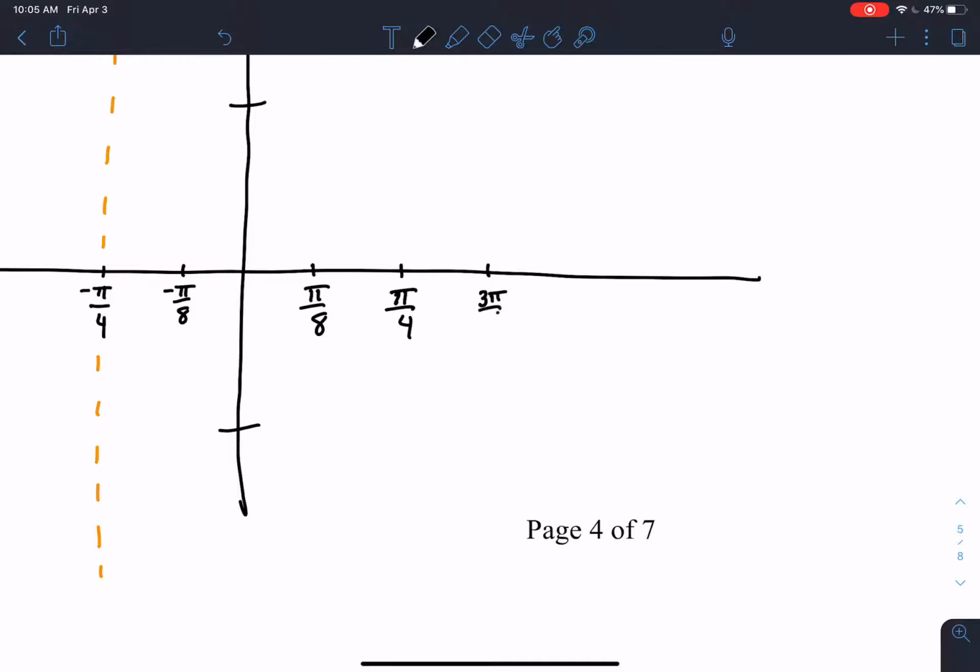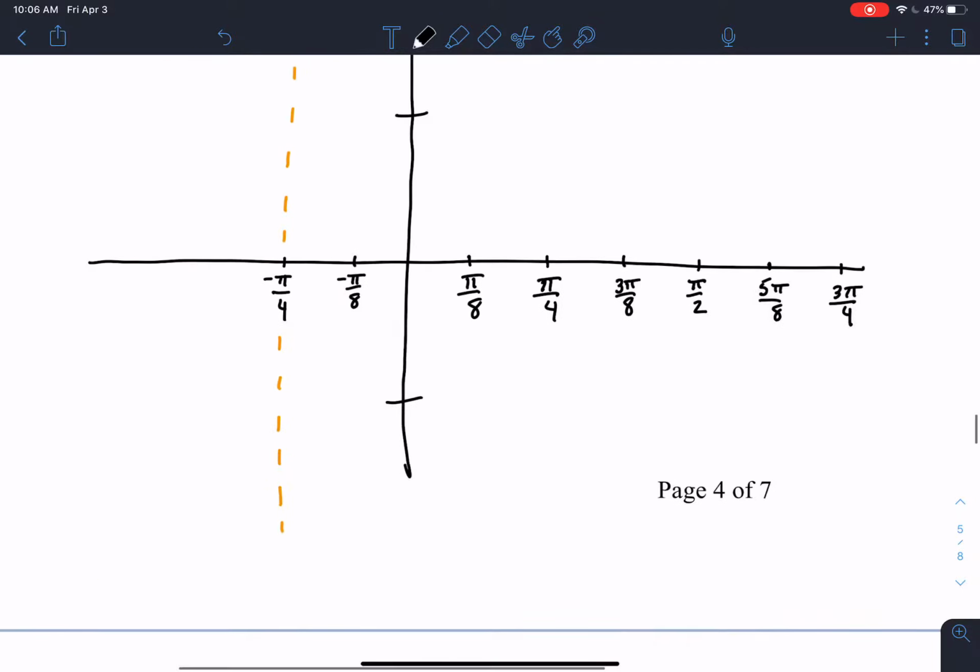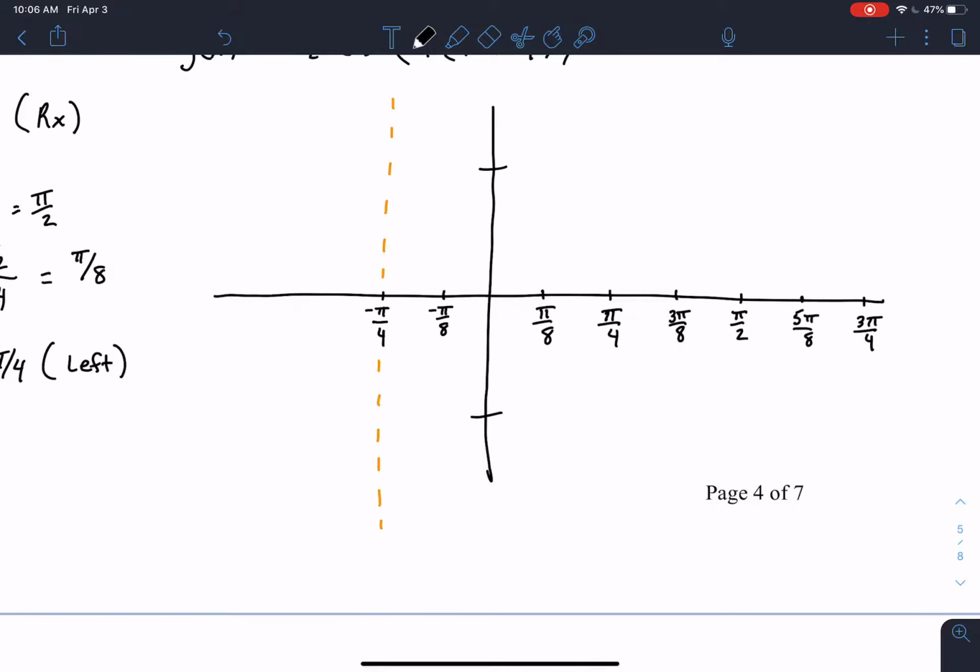So 3 pi over 8, 4 pi over 8, 5 pi over 8, and then 6 pi over 8. All right, and then you're going to go in the other direction as well. So negative 3 pi over 8, negative 4 pi over 8, negative 5 pi over 8, and negative 6 pi over 8.